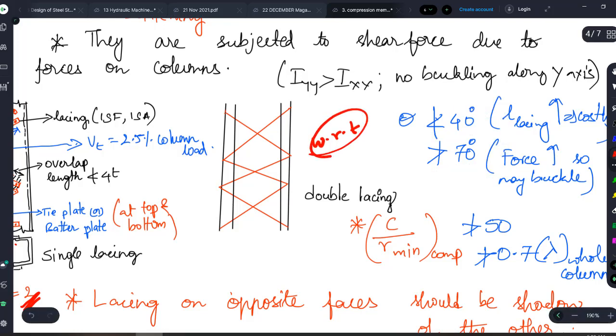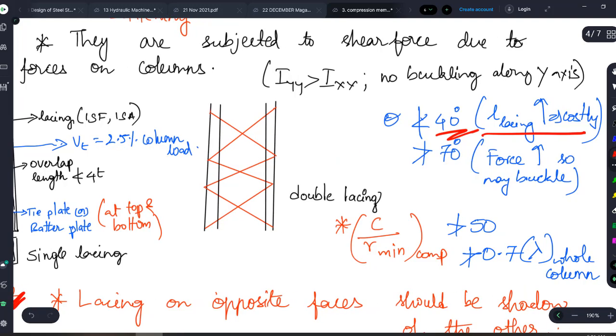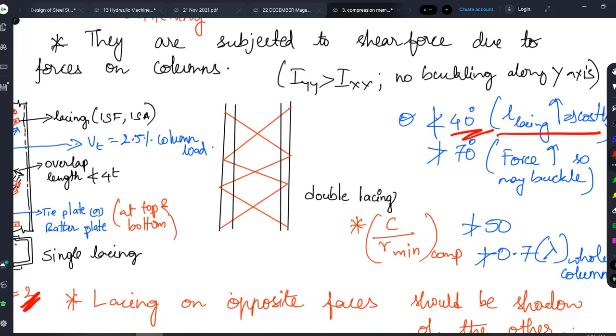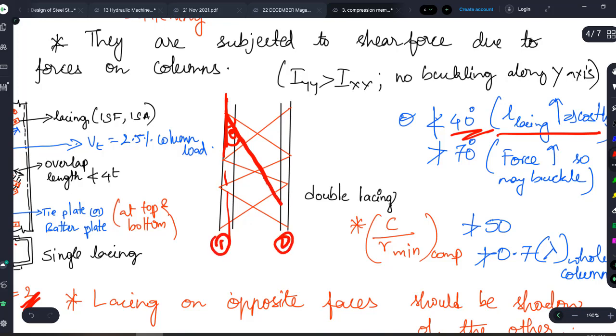So with respect to vertical, whatever angle is there of the lacing, it should not be less than 40 degrees and should not be greater than 70 degrees. Why is it so? See, it is common sense. If the angle is less than 40 degrees, then the length of lacing will increase, okay. It becomes very expensive. Let us try to understand. Let us say this is my theta. If my theta is very less, the line will be very much closer, right? To make theta less, your line will be very much closer to the vertical plane. Agreed or not? So what is happening to reach the second column? The length of lacing will be very much high.